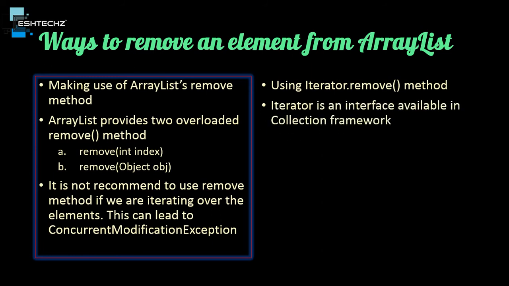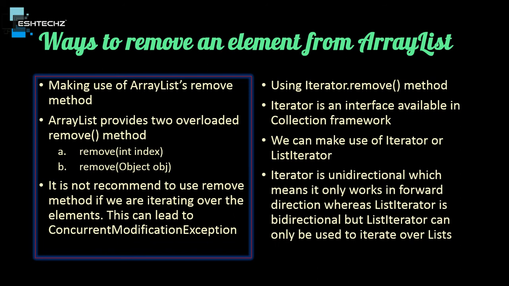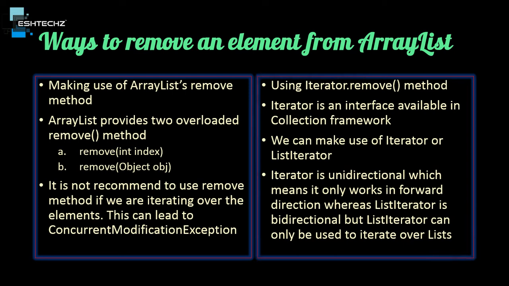Iterator is an interface available in the collection framework. We can make use of iterator or list iterator. Iterator is unidirectional, which means it only works in the forward direction, whereas list iterator is bidirectional. But list iterator has a limitation, which means it can only be used to iterate over lists, whereas we can use iterator to iterate over sets as well. So for this particular tutorial, we'll be using iterator.